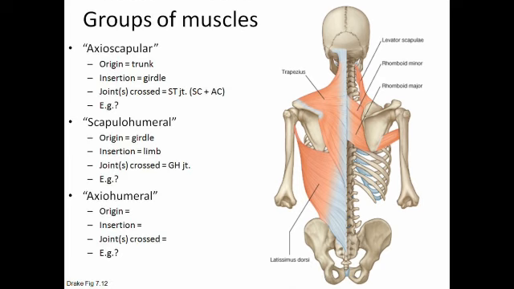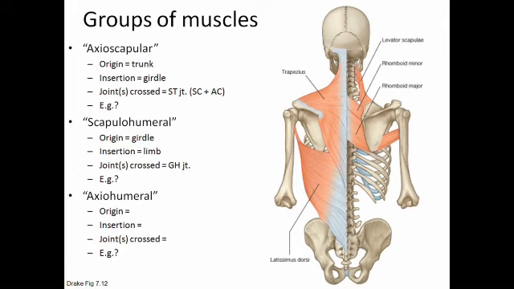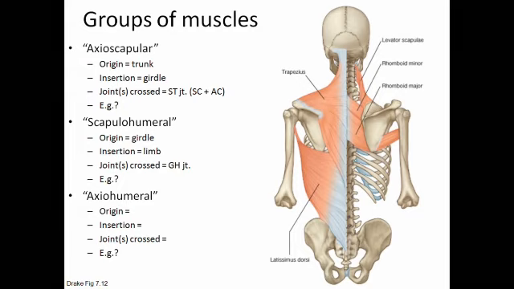The muscles that act on the shoulder and pectoral girdle can be grouped into three groups: axioscapular, scapulohumeral, and axiohumeral, based on their origins and insertions, and therefore the joints that they cross and will act on. So for example, our axioscapular muscles will be those that have their origin on the trunk and their insertion somewhere on the girdle. Because of this, it means that the joints that those muscles will cross will be the scapulothoracic joint. This implies that they're acting at the sternoclavicular and acromioclavicular joints.